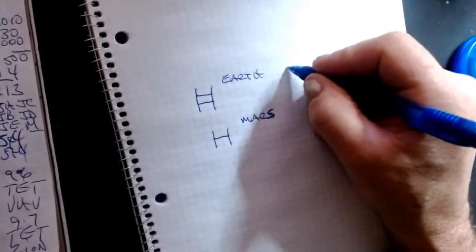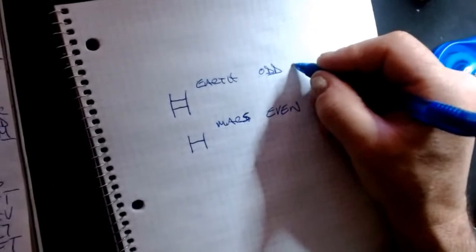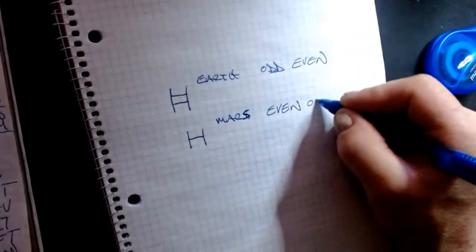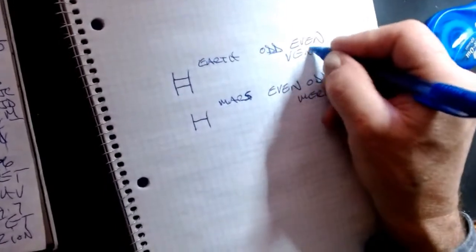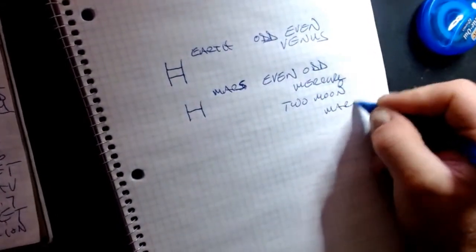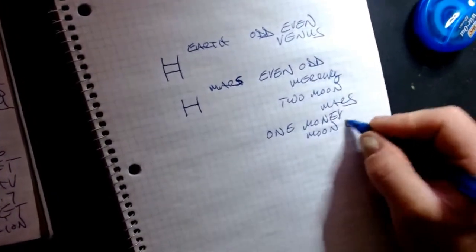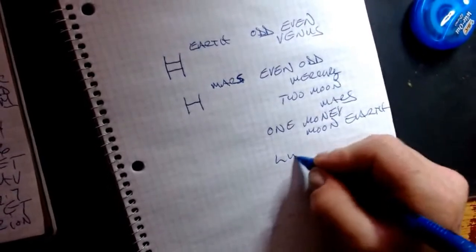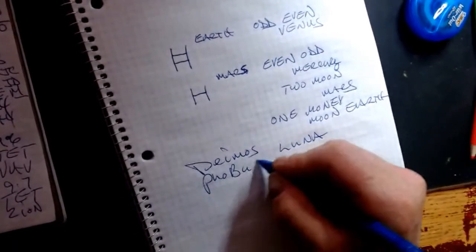So now you know, is Earth odd and Mars even, or Earth even and Mars odd. Not one over here is going to tell me about Mercury. This one is going to tell me about Venus, which is going to tell me about the 2 moons of Mars. And one is going to tell me the one moon of Earth. We have Luna, and then we have Deimos and Phobos.